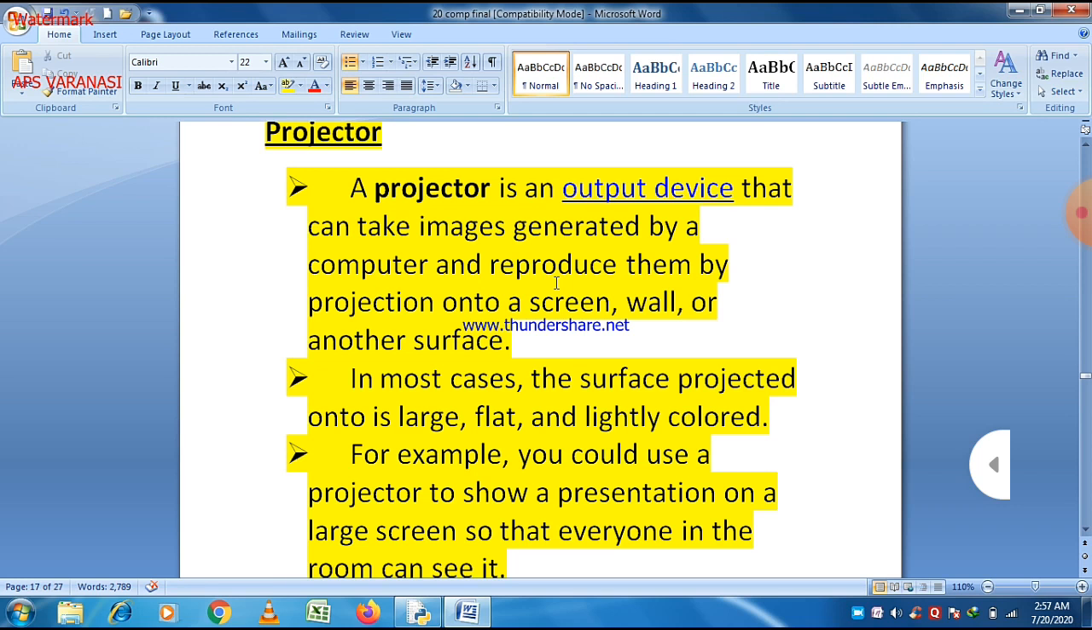The surface is lightly colored so that fonts and characters are clearly visible. For example, we could use a projector to show a presentation on a large screen so that everyone in the room can see it, so many people can easily see the content whatever we want to present using the projector.